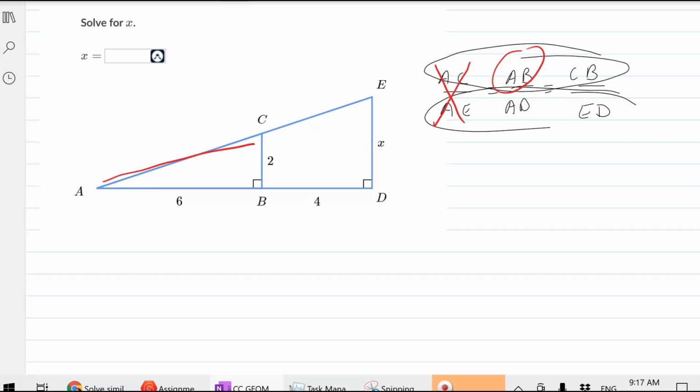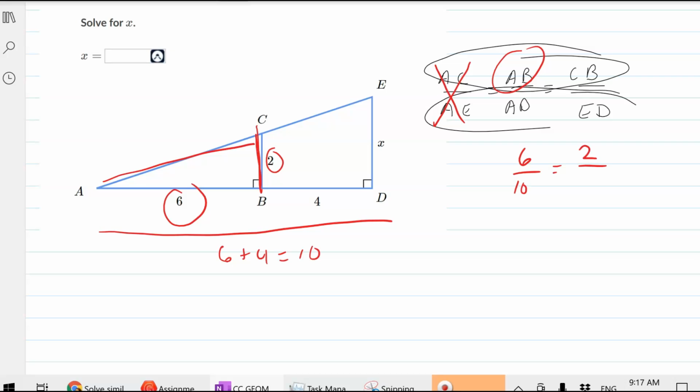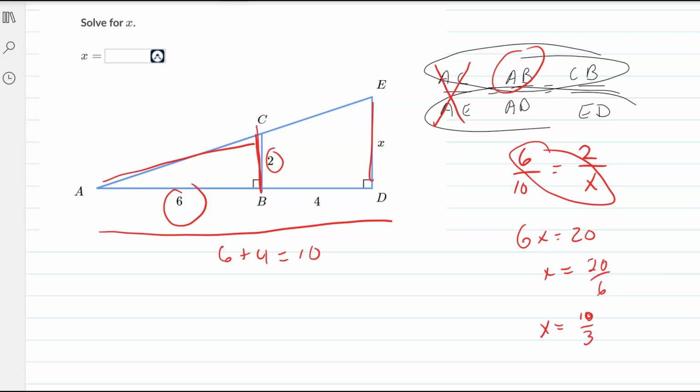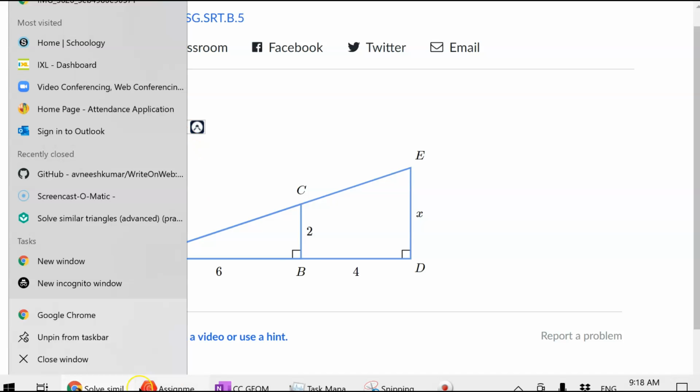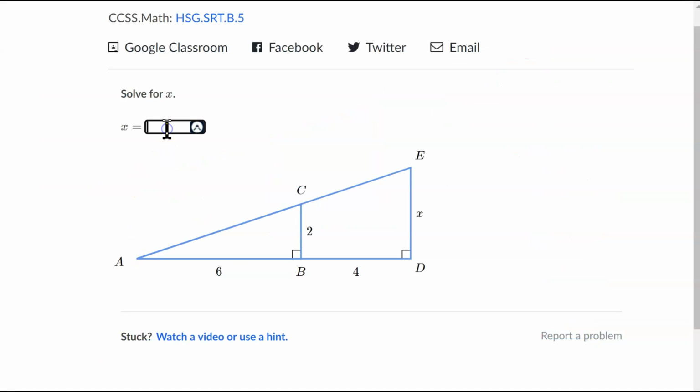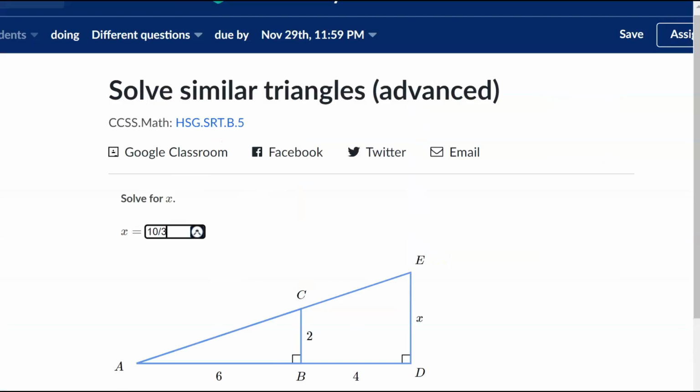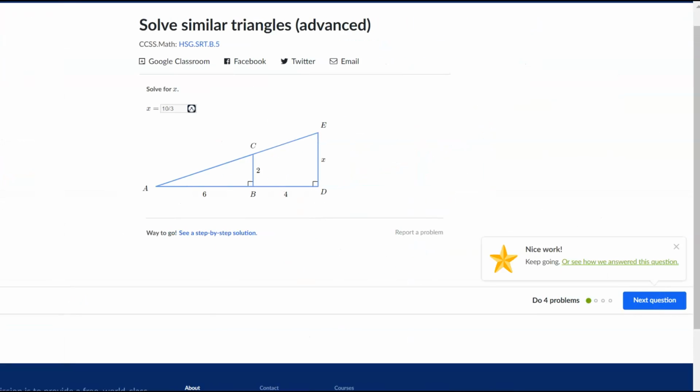Then we have AB is 6. AD, this whole thing, is 6 plus 4, which is 10. And we have CB, which is 2, and ED, that's the one we're trying to find. 6x equals 20. X equals 20 divided by 6, which is the same thing as 10 over 3, which is 3.3333. Because it's that, I don't really want to change it. I'm just going to leave it as 10 over 3, and enter it.